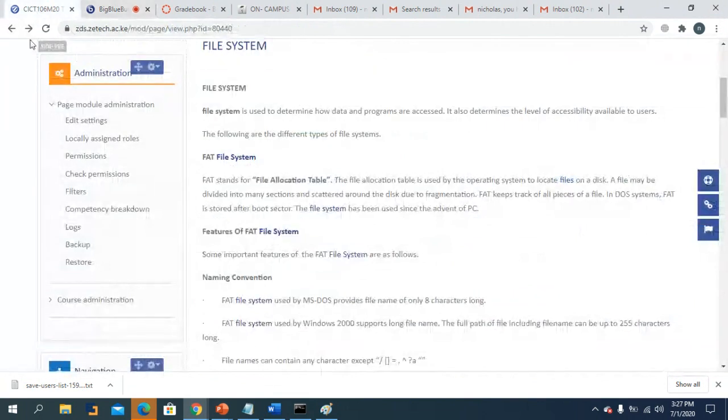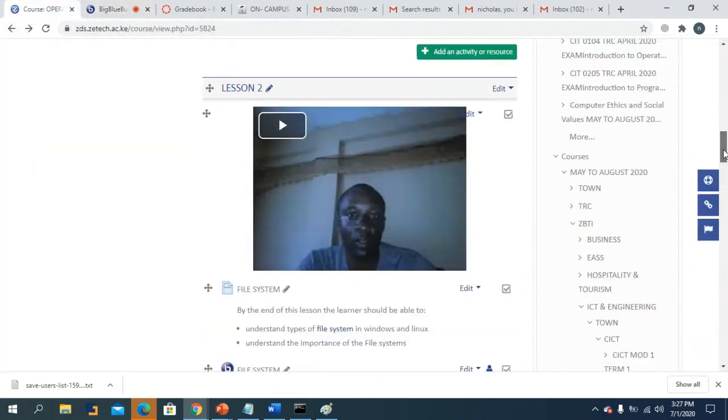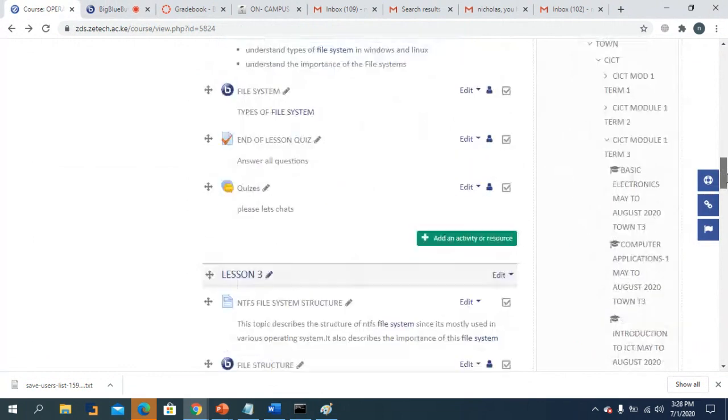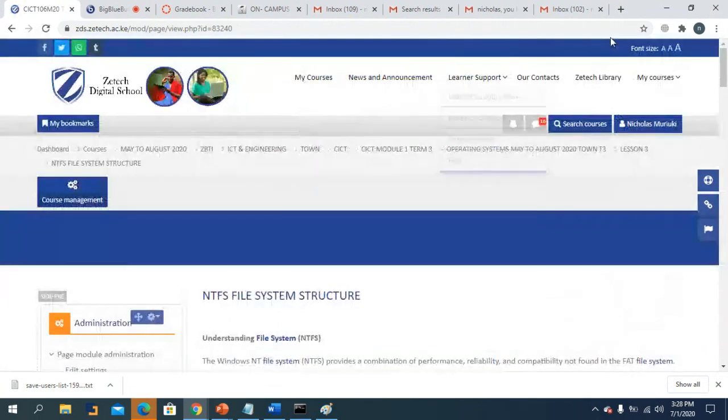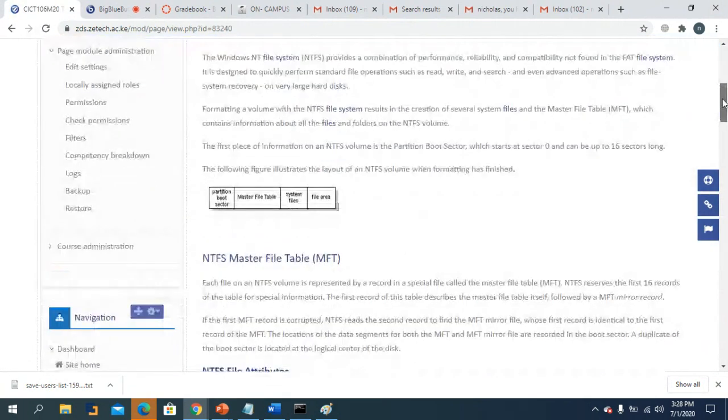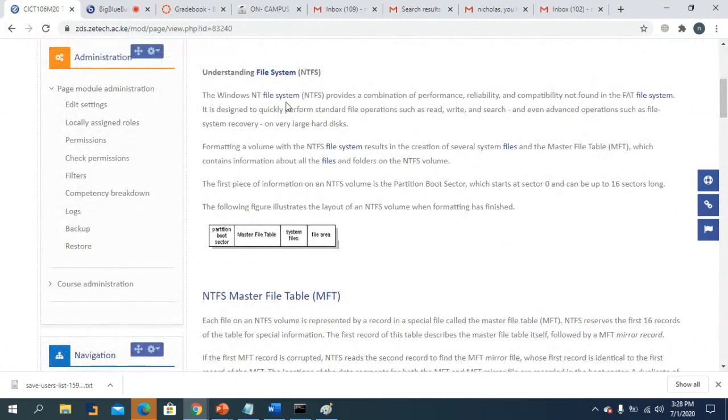Let me look whether I have posted the structure in this portal. So this is the NTFS file structure. When you look at it, the first one is the partition boot sector. The second one is the master file table. The next one is the system files, and the next one is the file area.